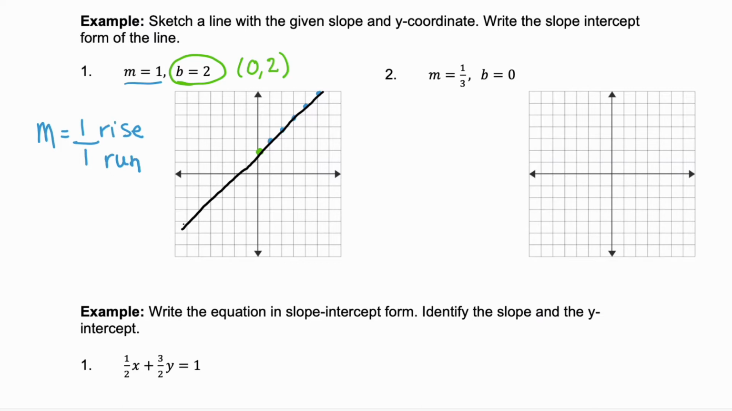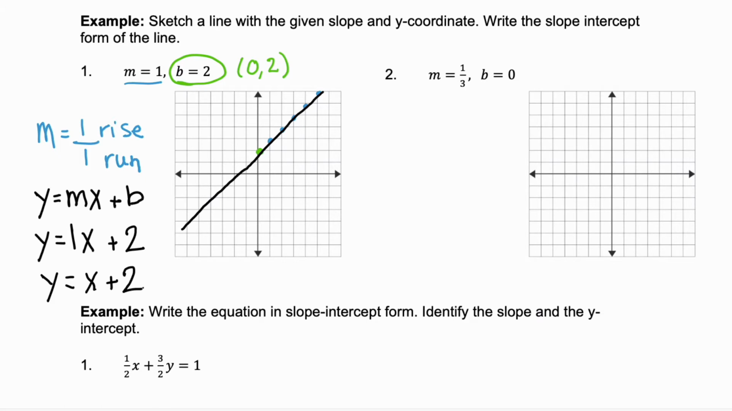Okay, so now we need to write the slope-intercept form for this line. Remember, it's in the format y equals mx plus b. Y stays as the variable y. Our m here is 1, so it's 1x, plus our b of 2. And remember, we can simplify. We don't need the 1 in front of the x. So y equals x plus 2. That's the slope-intercept form for this line.